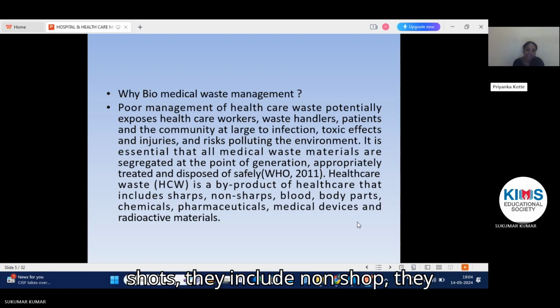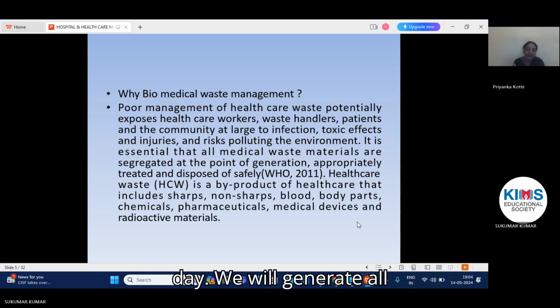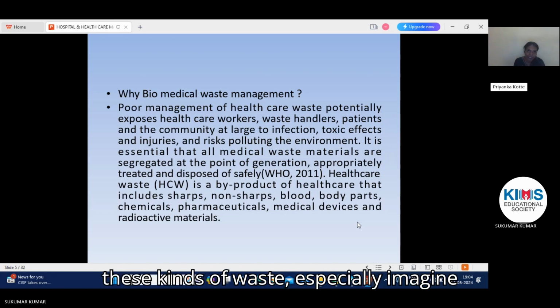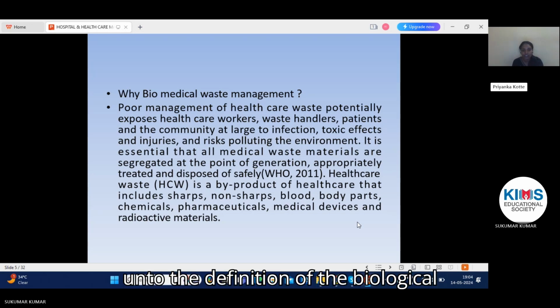They include sharps, non-sharps, blood and body parts, chemicals, pharmaceuticals, medical devices, and radioactive materials. If we are medical people who have worked in a hospital, in a single day we will generate all these kinds of waste. Especially imagine you are working in an oncology ward. You will even generate pharmaceutical waste which are toxins, as well as radioactive waste from the radiation department. These are the things that can be categorized under the definition of biomedical waste.